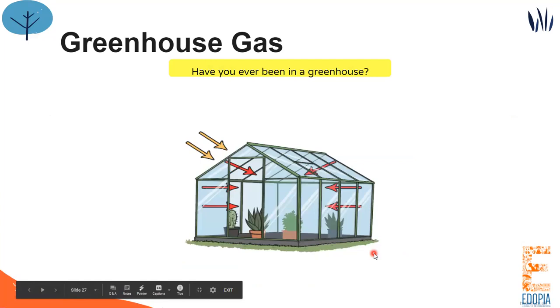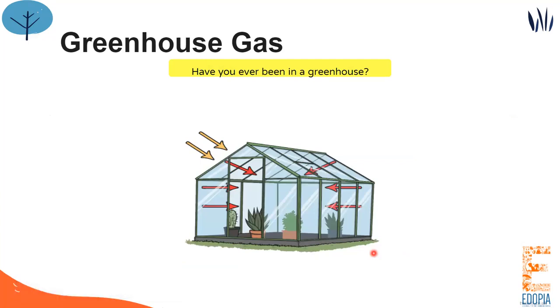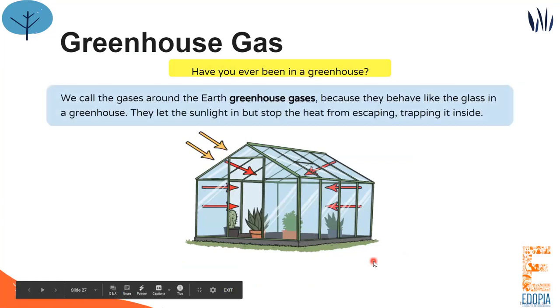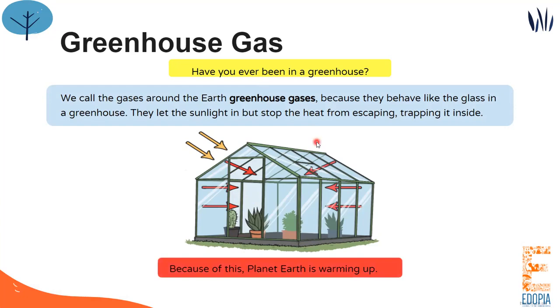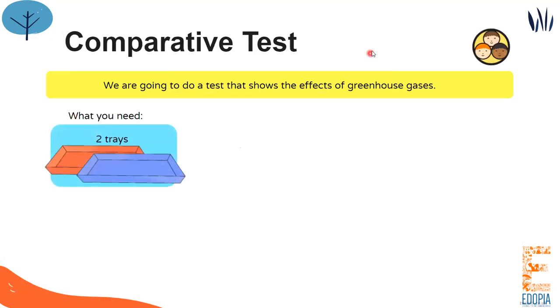So let's talk about what a greenhouse actually is. Have you ever been in a greenhouse? Yes. So a greenhouse is basically a house made out of glass. What it does is it lets the sunlight in but stops the heat from going out. In this way, the temperature inside the greenhouse is higher than the temperature outside. In the same way, these greenhouse gases around the Earth are acting like a greenhouse, making the Earth hotter.